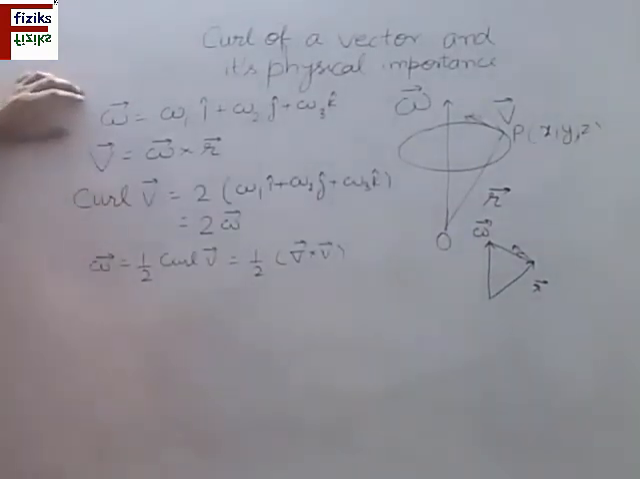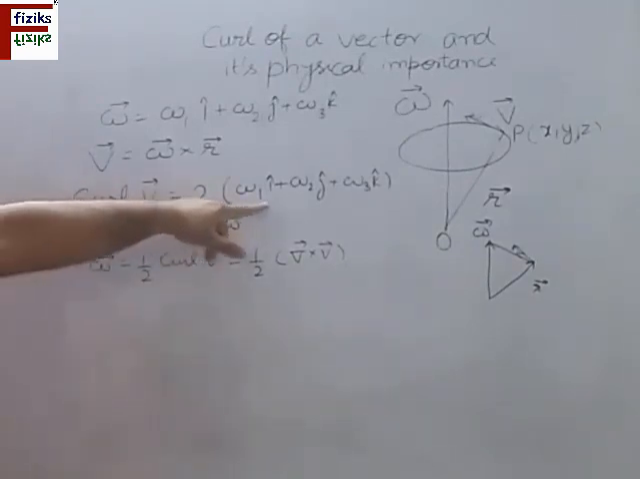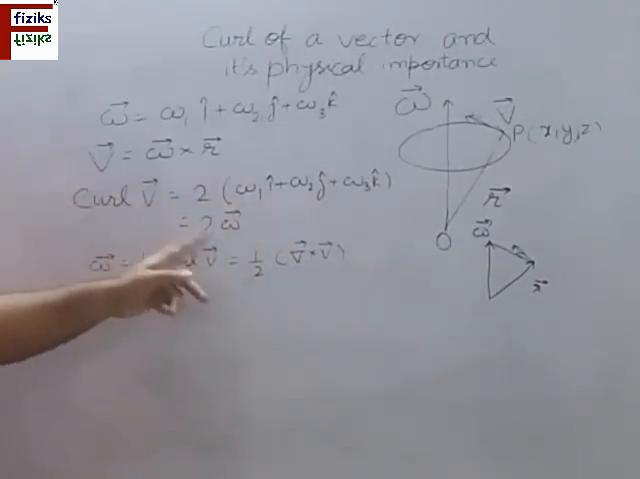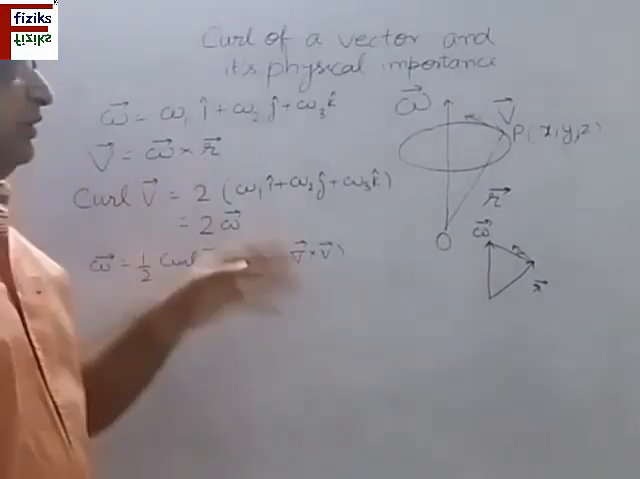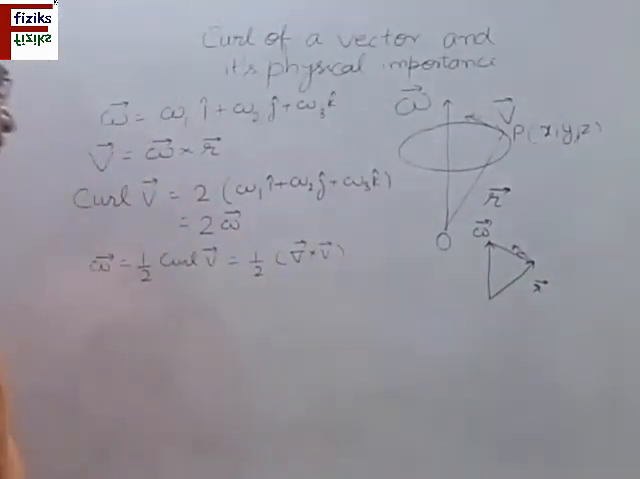So you can see that the curl we have calculated is equal to twice of this. So curl V is twice of omega, or the angular velocity of rotation is half of curl V. So this is the physical significance of curl and used for the purpose of making calculations in rotational flow.